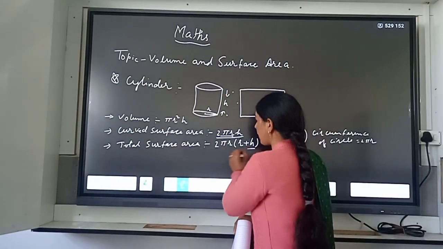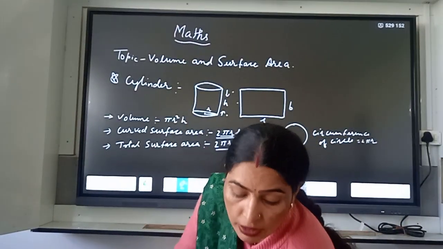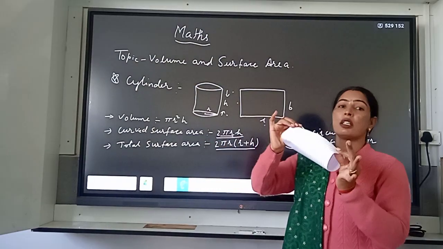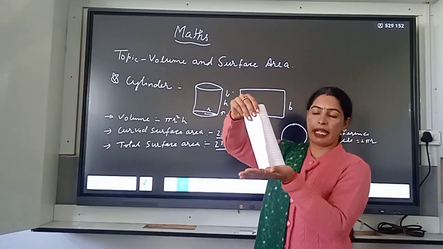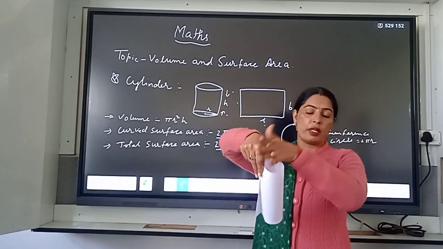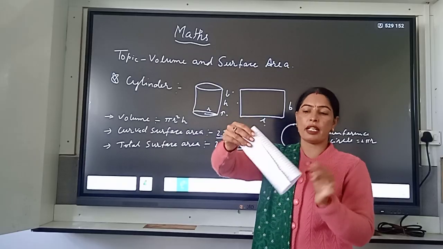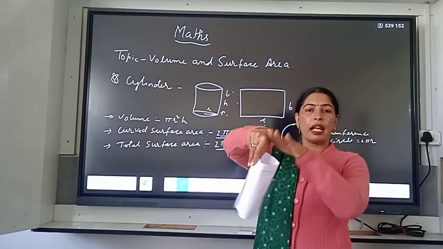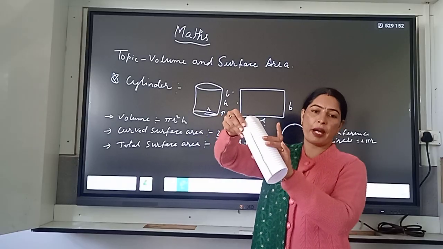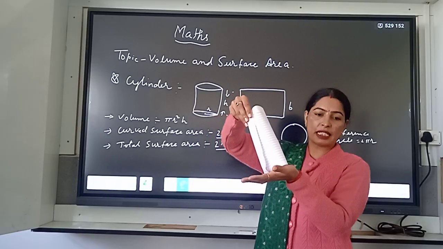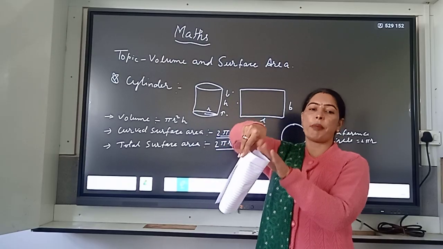If we talk about total surface area, total means all parts' area. If we find out the total surface area of the cylinder, it means the covered part, base and top, all parts' area. There are three faces of a cylinder: round, flat and flat. The covered surface area means 2 pi r h. The base area is pi r square. The top is also pi r square.